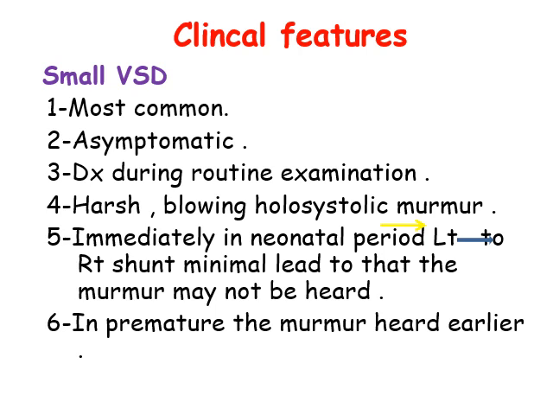Clinical features of ventricular septal defect depend on the size of the defect. When it is a small VSD, which is most common, it is usually asymptomatic and is discovered during routine examination. By auscultation, we hear a harsh systolic murmur. Immediately in the neonatal period, the left to right shunt is minimal, so the murmur may not be heard. In premature babies, the murmur is heard earlier.